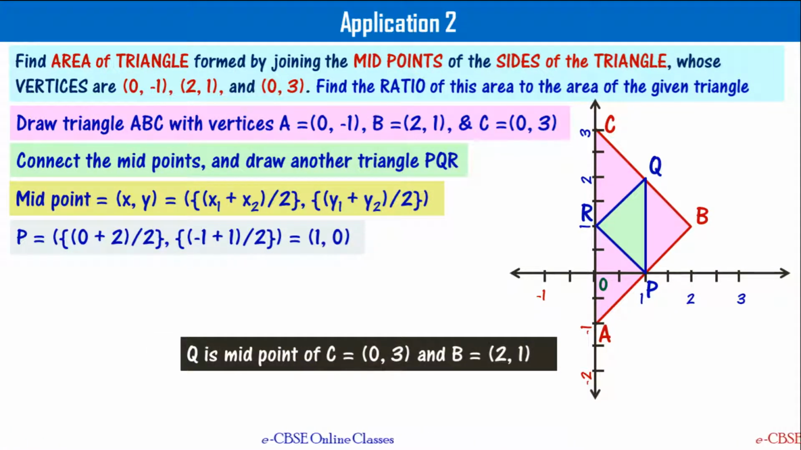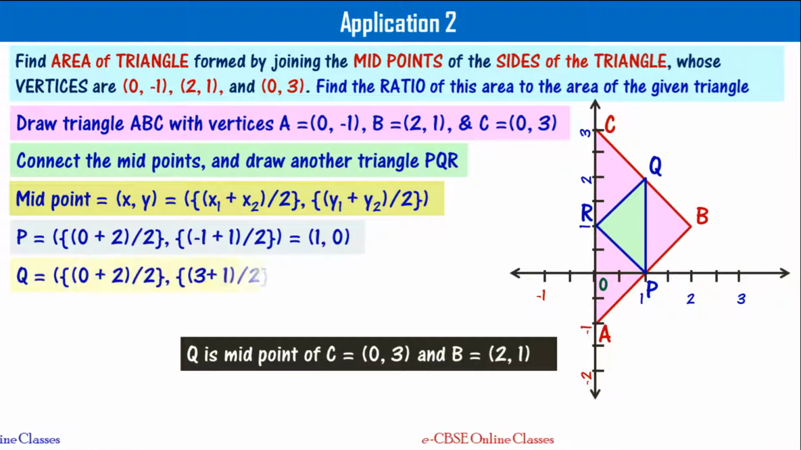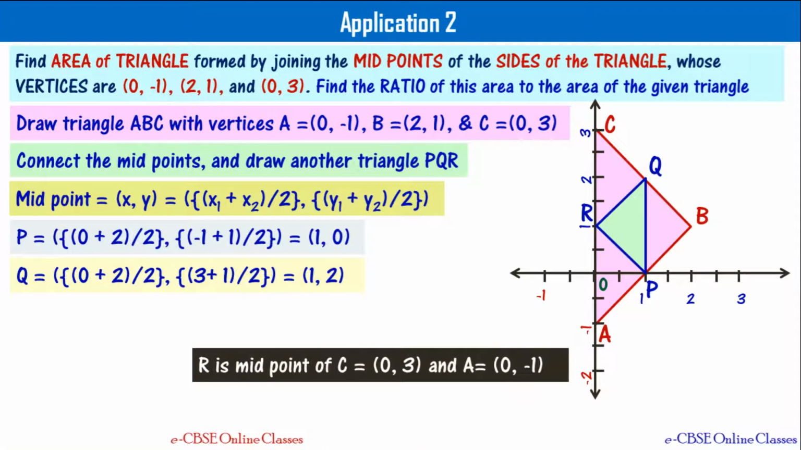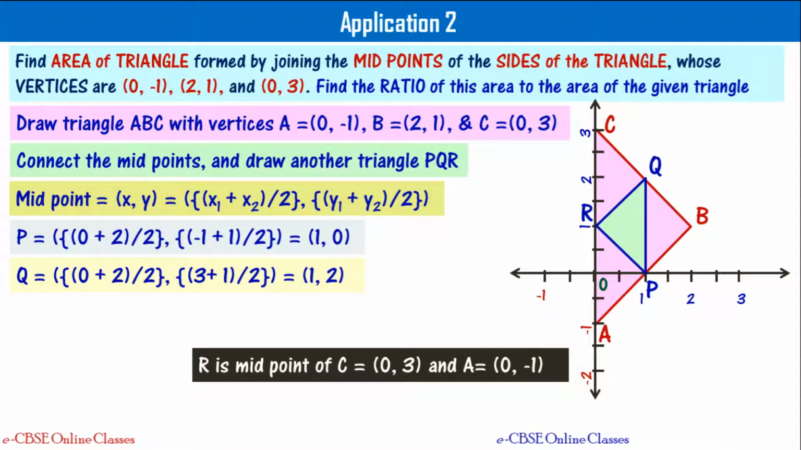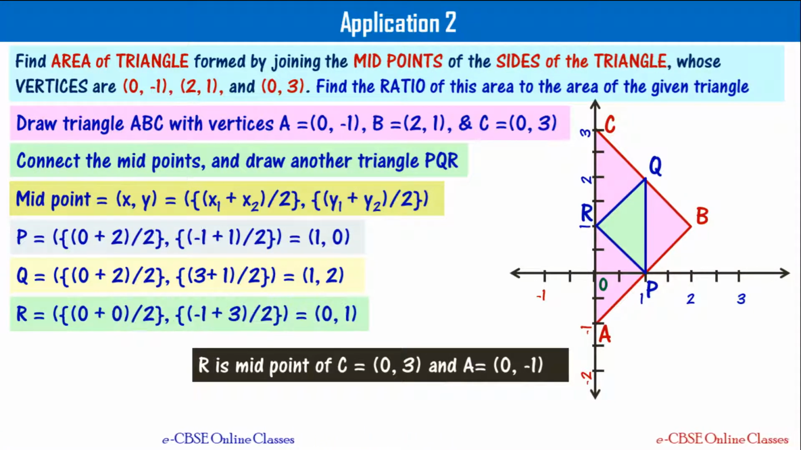Q is the midpoint of C and B, where C equal to (0, 3) and B equal to (2, 1). Let's substitute these values into midpoint formula such that we get Q equal to (1, 2). R is midpoint of C and A, right? Where C equal to (0, 3) and A equal to (0, minus 1). Let's substitute these values into midpoint formula such that we get R equal to (0, 1).